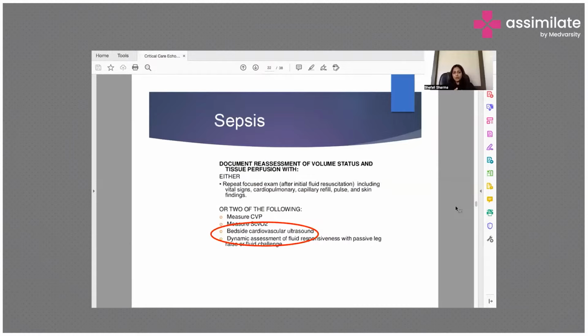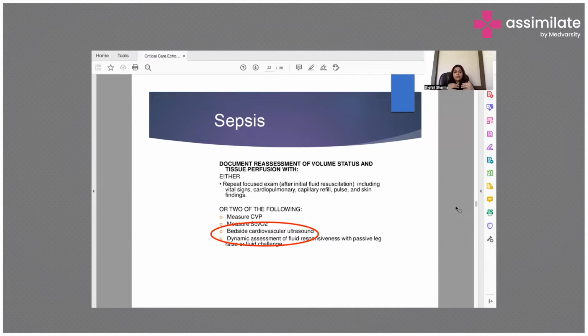Coming on to more about sepsis, documenting reassessment of volume status and tissue perfusion is important. Either you have to do a repeat focused exam after initial fluid resuscitation, which includes vital signs, cardiopulmonary exam, capillary refill, pulse and skin findings, or you can use any of these two. Either you use CVP and ScvO2, or you do a bedside cardiovascular ultrasound and dynamic assessment of fluid responsiveness with passive leg raise or fluid challenge.